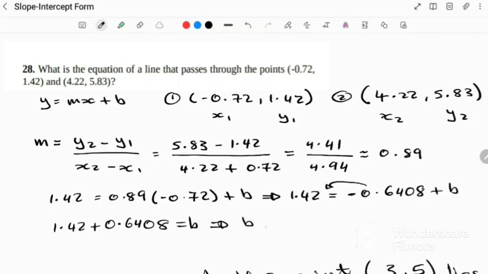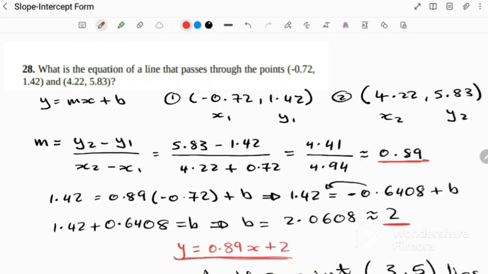And that will mean that b is equal to 1.42 plus 0.6408, which is 2.0608, approximately 2. So the equation of this line, therefore, is going to be, I'm going to write it in red just so you can see it more clearly. y is equal to, our m is 0.89 and our b is 2. 0.89x plus 2. And this is the final answer.